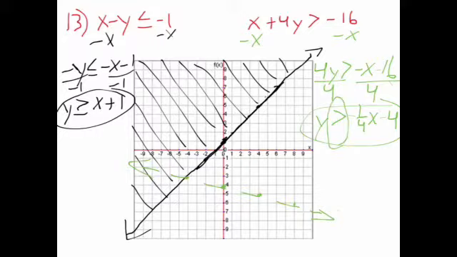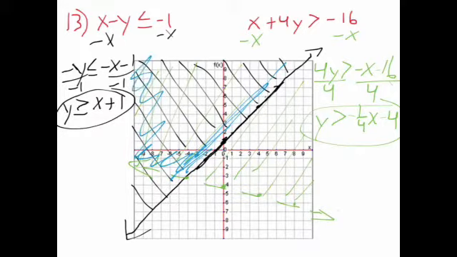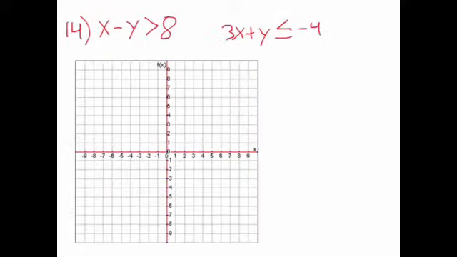And this one says greater than, so I'm going to shade up above my line, which is this way. And the region that got double shaded is actually fairly large. It's this whole section here. So I'll make that a little bit darker so you can see where it's at. And there's the solutions for 13. Let's move on to 14.